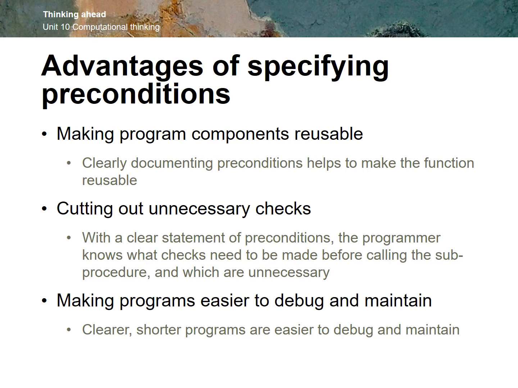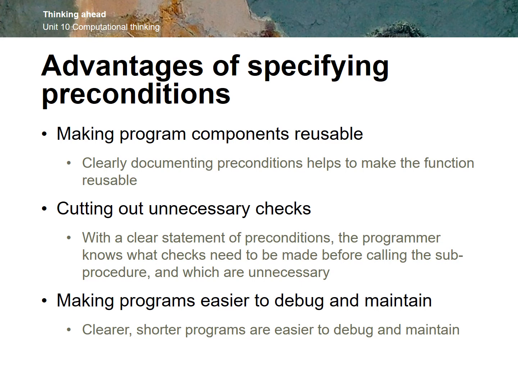With a clear statement of preconditions, the programmer knows what to check before calling the subprogram and what's unnecessary. If you're calling a method such as sleep and you were to put a value, so time.sleep and in brackets a, well, it wouldn't know what to do, it would crash. So our preconditions for that would be it's an integer.